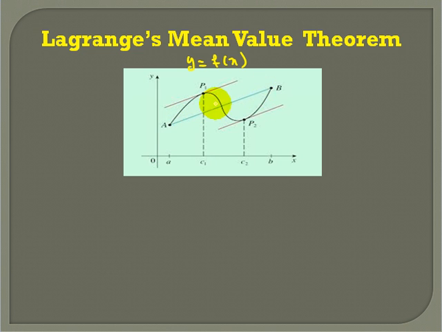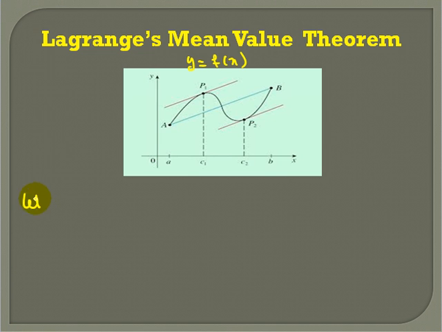So how will we find the slope of this secant? You have learned how to find slope of a line segment when 2 points on it are given to us. So using that, the slope of AB can be obtained. And the slope of this tangent will be the derivative of the curve at the point C1. So let us see what is geometrically meant by this condition.